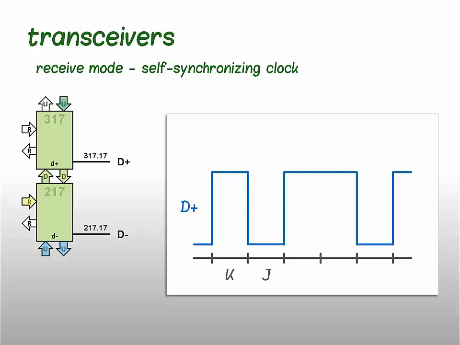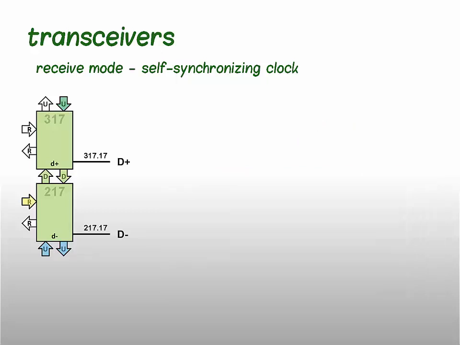A different situation arises when there is no edge detected within the 16t interval. In that case, we read the state of the D+ line at the end of the interval and start a new 16t interval waiting for an edge. So the algorithm can be described in several steps.